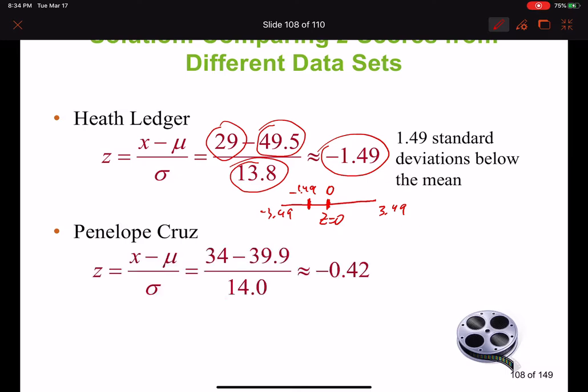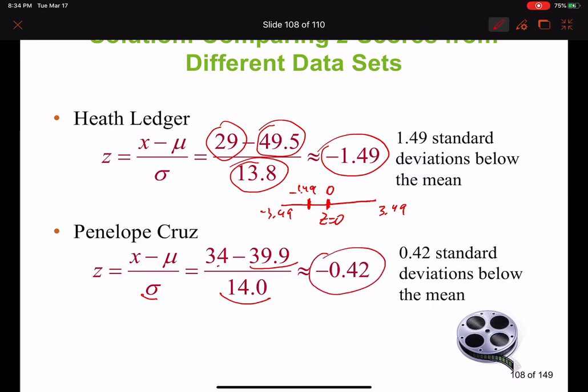Now let's see Penelope Cruz. Penelope Cruz has x minus mu, so 34 was her age, minus 39.9, the average age for actress winners of the Oscar, and sigma is the standard deviation, which was 14. So we got negative 0.42. What does that mean? Negative 0.42 means it's closer to 0 than negative 1.49. So what can we say?